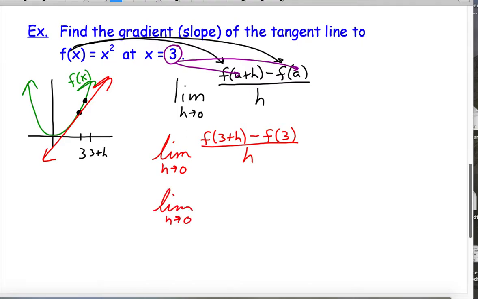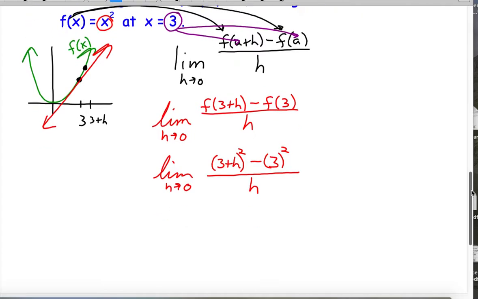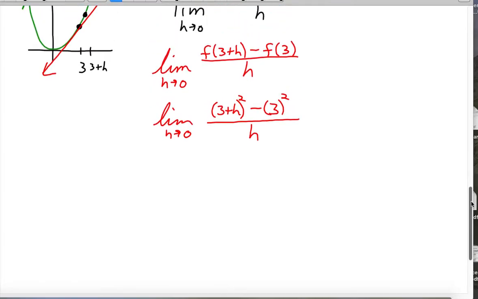So the limit as h approaches 0. What is f of 3 plus h? Well, I'm going to plug in 3 plus h for x. So it's going to be 3 plus h squared. That's f of 3 plus h. What's f of 3? Well, that's 3 squared, all over h. And so now we're just going to do some simplification and maybe algebraic manipulation to see if we can figure out what this limit is. Obviously, we can't just plug in 0 for h right now, because we'll get it divided by 0.